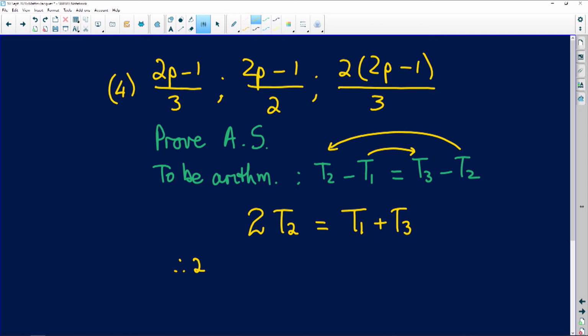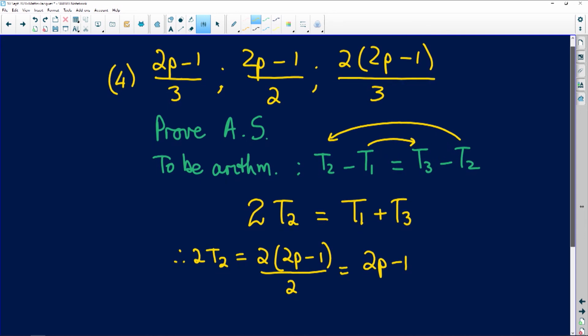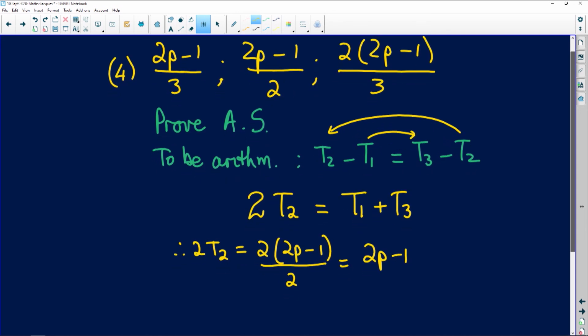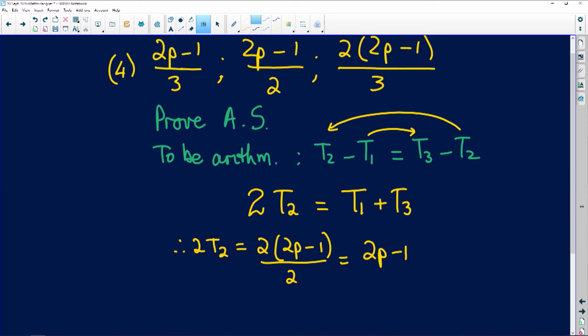Twice term 2 is twice 2p minus 1 times by 2. Okay, so that gives you 2p minus 1. Now, if we add term 1 and term 3, then we get 2p minus 1 over 3 plus 2 of those 2p's minus 1 over 3's.